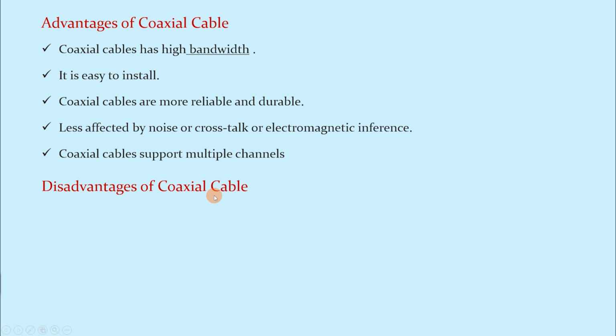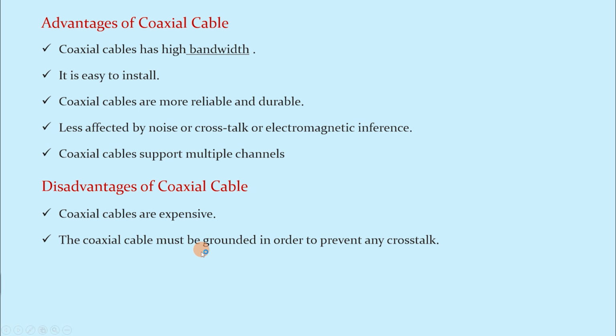Disadvantages of coaxial cables. Coaxial cables are expensive. The coaxial cable must be grounded in order to prevent crosstalk. As a coaxial cable has multiple layers, it is very bulky.